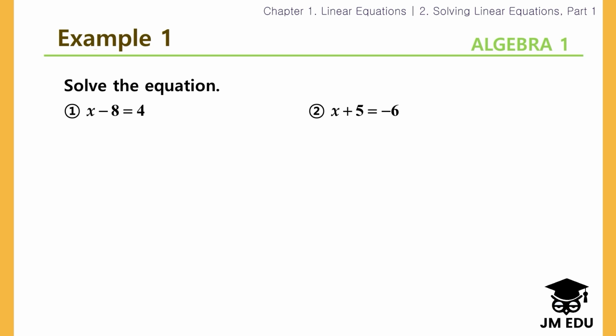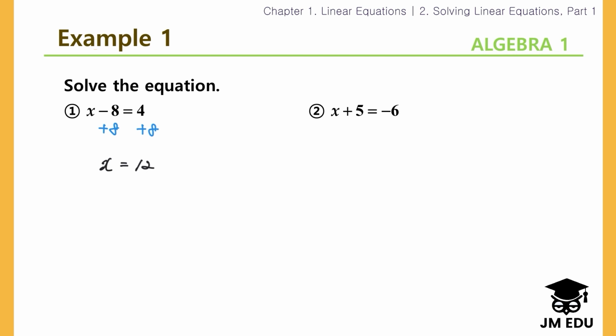Now let's try example number 1. The question is to solve the equation. Number 1, we have x minus 8 is equal to 4. So we're going to have to eliminate negative 8 by adding 8 to each side. So plus 8, plus 8. Then on the left-hand side, that's going to be x. On the right-hand side, 4 plus 8, that's 12. So the solution for number 1 is 12.